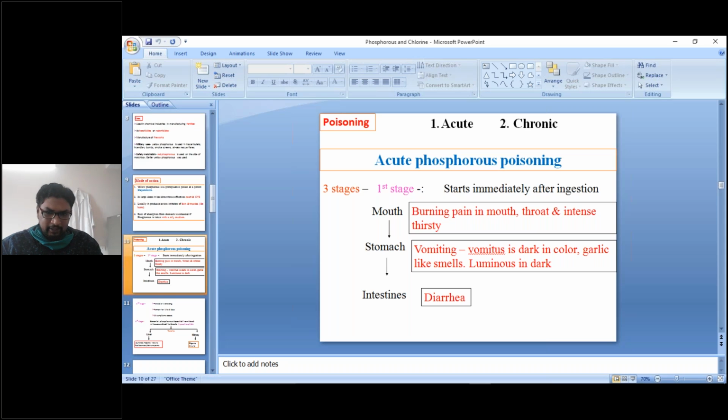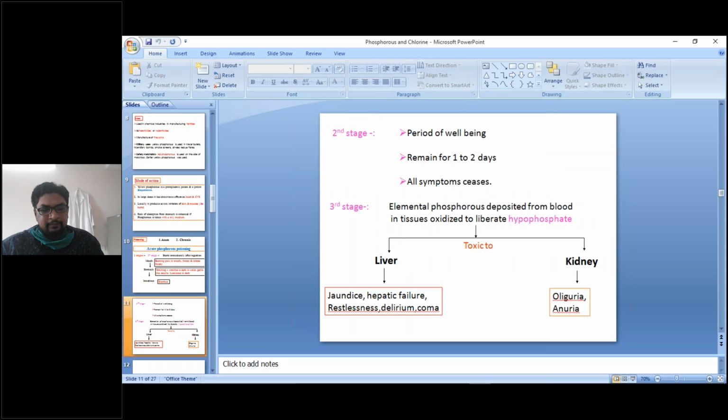So it causes burning pain in the mouth and throat, intense thirst, and vomiting, which is luminous in the dark and has a garlic-like odor. In metallic poisoning, arsenic also has a garlic-like odor, most important, and in non-metallic inorganic poisons, we have phosphorus. Then in the intestines, there is diarrhea. This is all about stage 1.